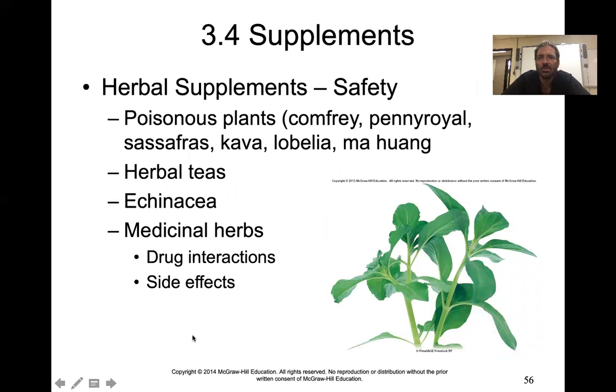Herbal supplements, as far as safety, some plants are poisonous: comfrey, sassafras, kava, mahuang, in high doses can be poisonous. We grew comfrey on the farm. It was actually good for digestion. We just dried it and then made tea out of it, but we didn't overdo it. Herbal teas, echinacea. If you're growing that purple flower, you can use that for boosting your immune system. Right? And there are some herbs that can interact with some sulfa drugs, cancer drugs, and some other pharmaceuticals. So you have to be slightly cautious about that, I guess.